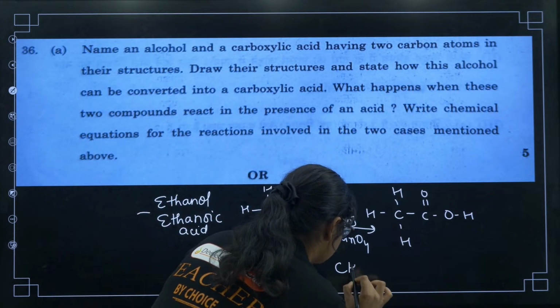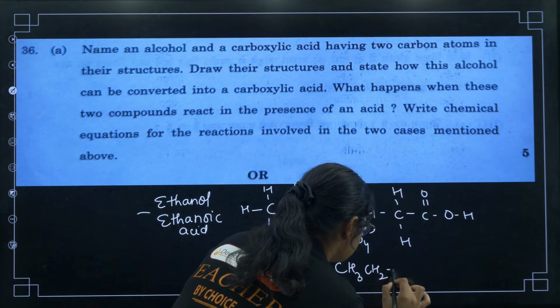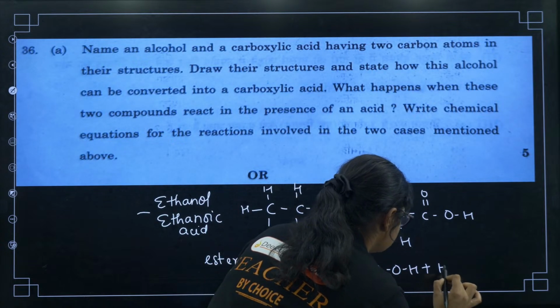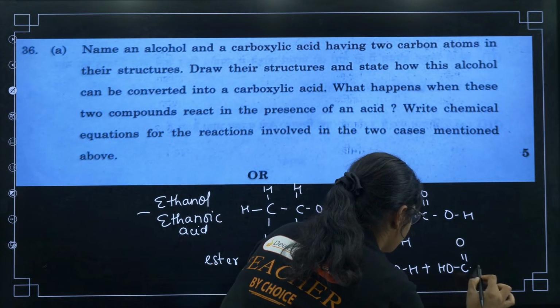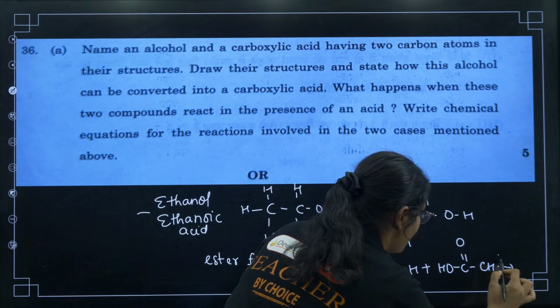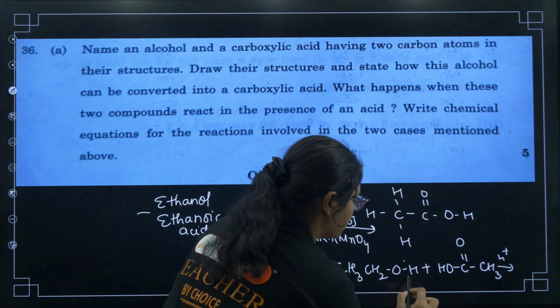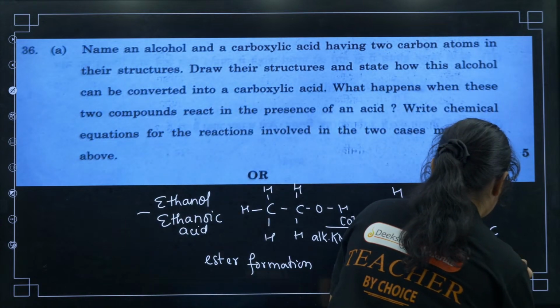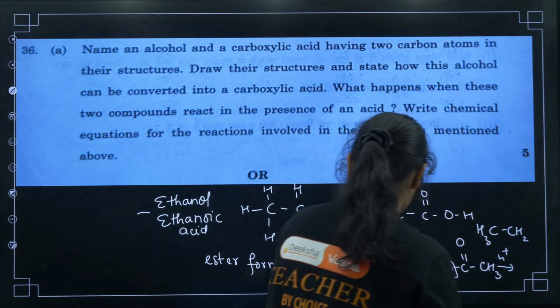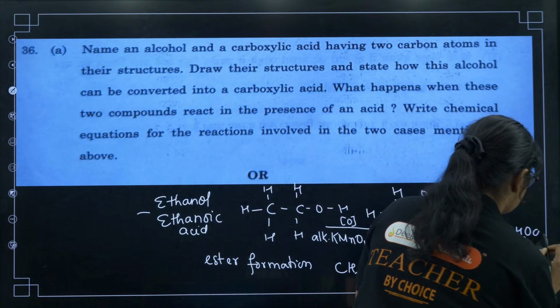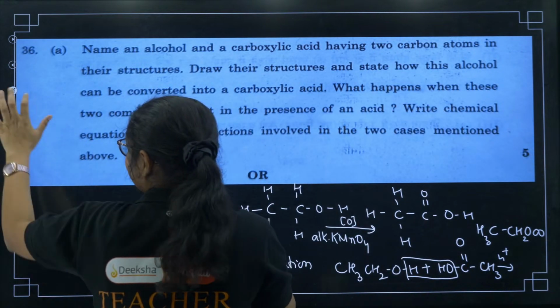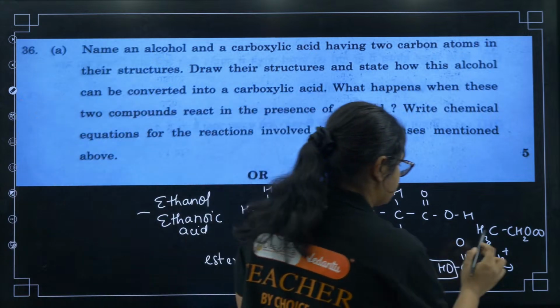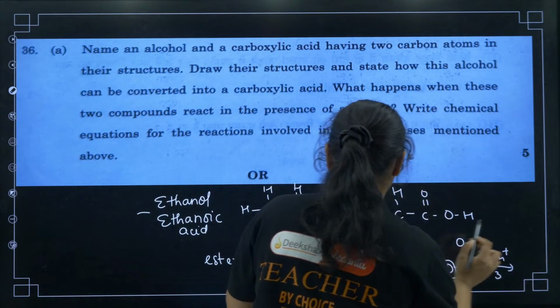So you have to write like this: CH3CH2OH plus, I am having ethanoic acid here. Okay, in the acidic medium, what will happen here? There will be a loss of water, and we will get one ester, that is CH3CH2OCOCH3. I do not have space. Let me erase this one again and I'll write. Okay, just a minute.